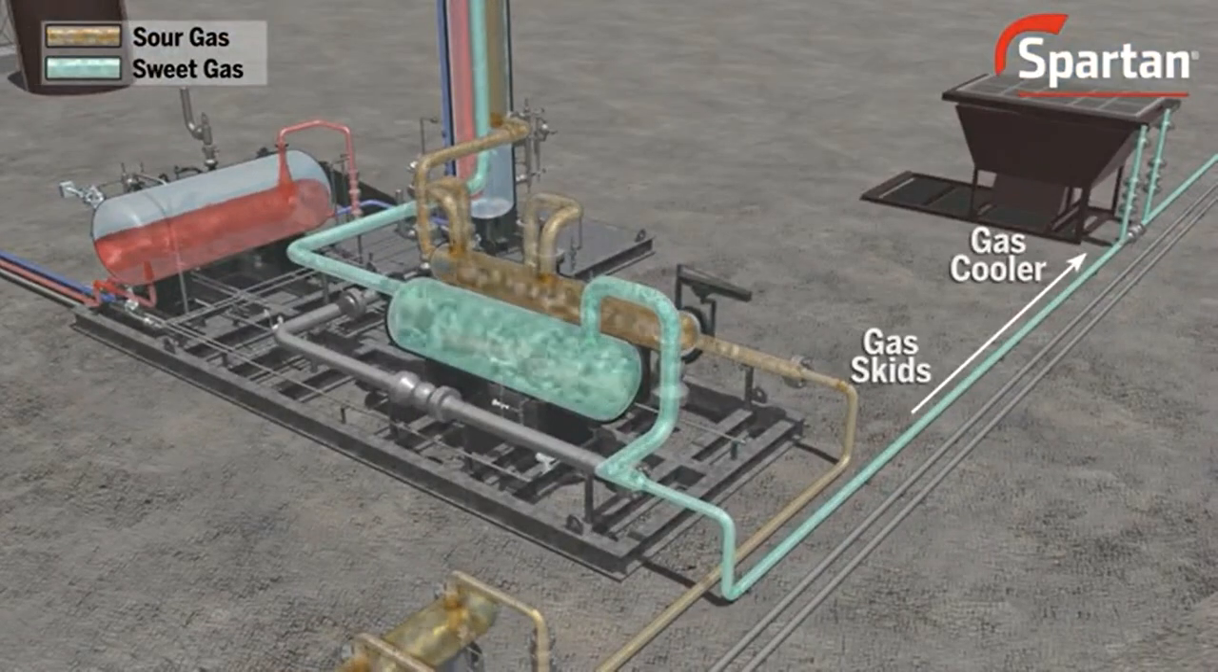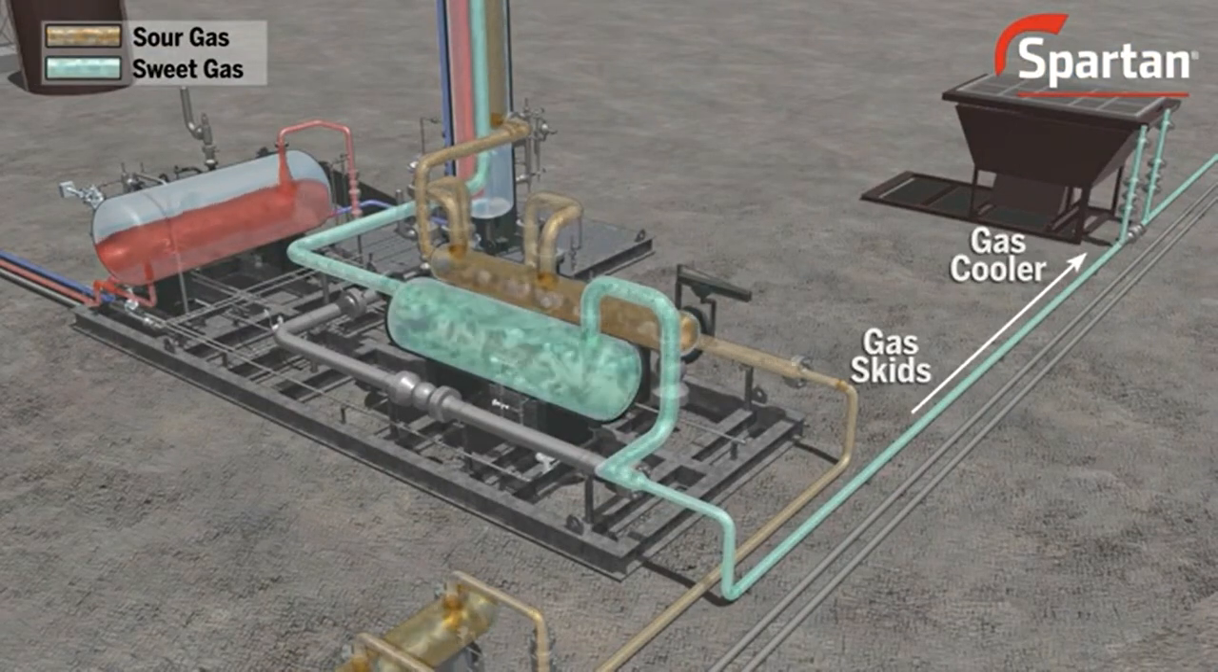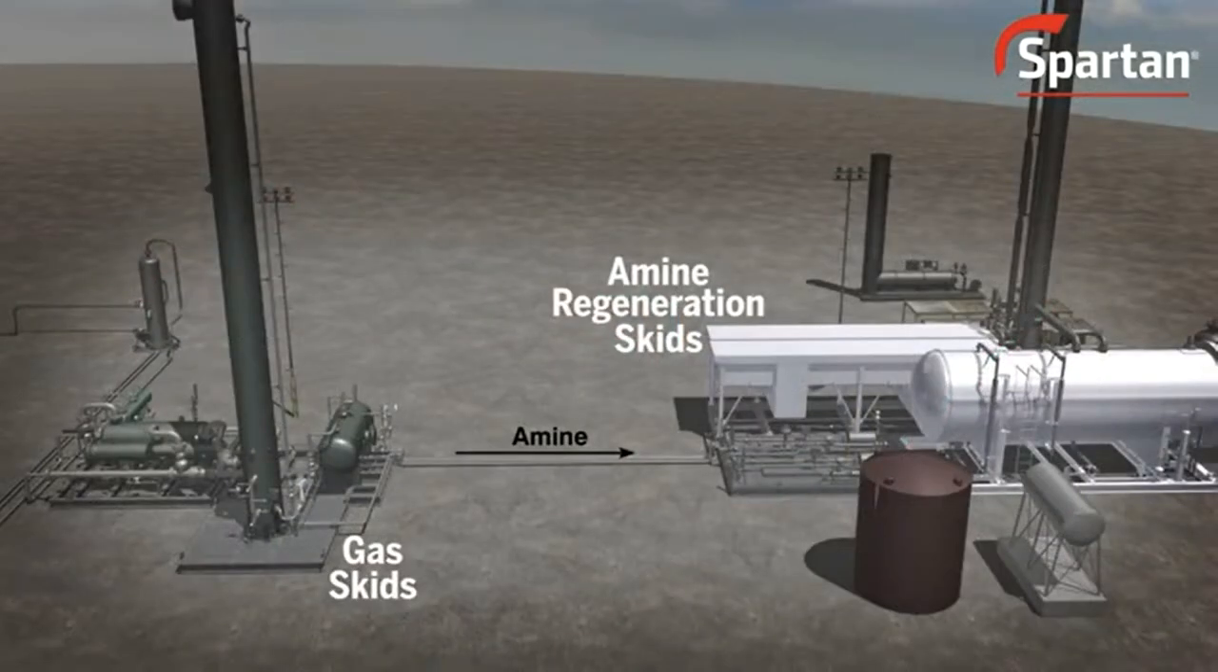After the gas leaves the gas skid, it then enters a gas cooler. When necessary, a dehydration system using triethylene glycol can be utilized to remove H2O from the saturated gas. The sweet gas now meets the customer's requirements. The amine regeneration skids process the amine output from the gas skids.